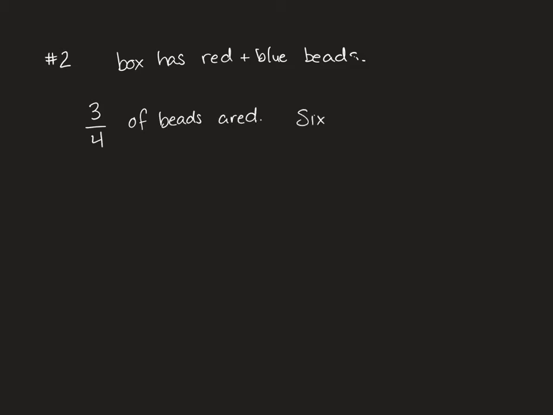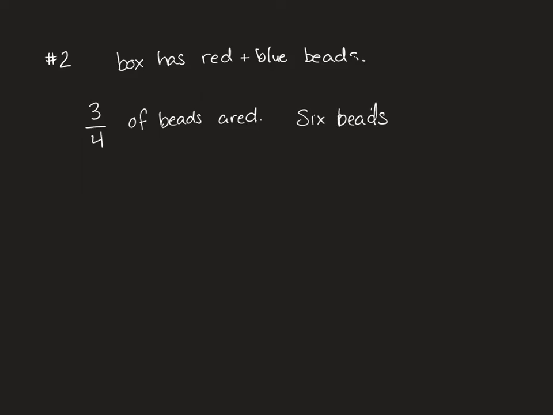Question 2 gives us a variety of word problems where we have a box that has red and blue beads. We need to find the total number of beads in each box. So this is going to change for all of the examples that they give us. The first example will be that 3/4 of the beads are red. It then tells us that 6 beads are red.